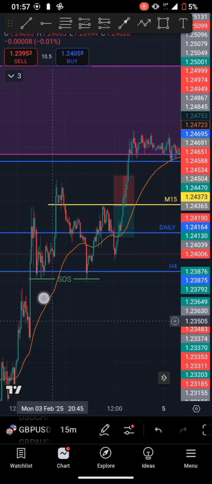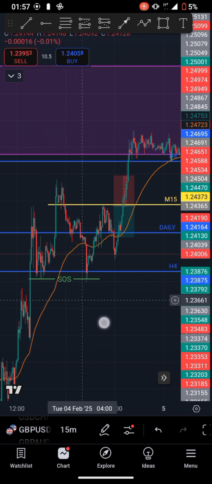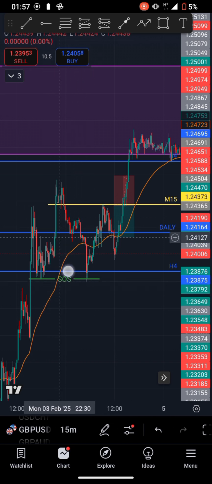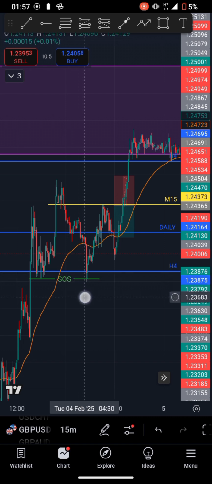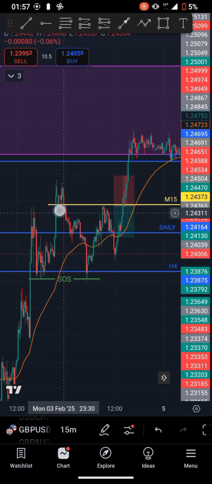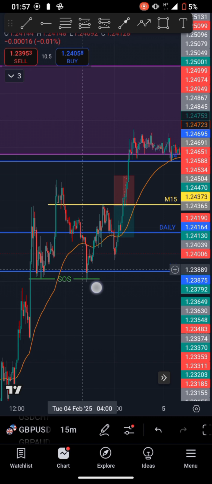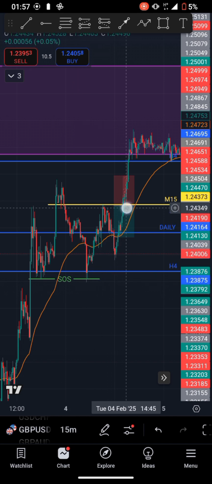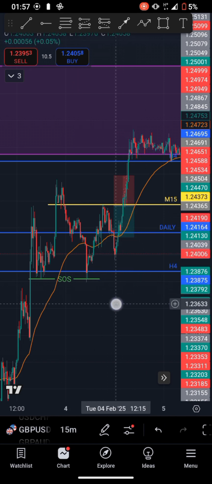As you can notice, I came here and waited for my shift of structure on the 15 minutes time frame. Price tapped into the 4-hour supply zone again, broke structure, and I set my sell limit at this 15 minutes supply zone. As you can see, price came here, tapped into it, and took us out. So this was a low probability trade.